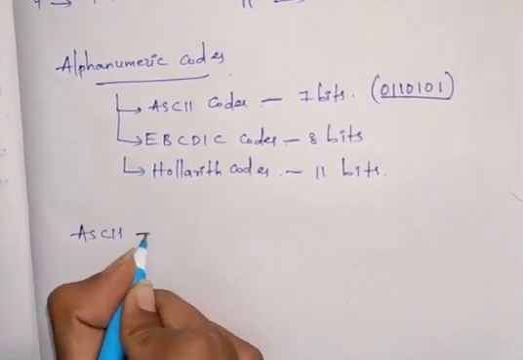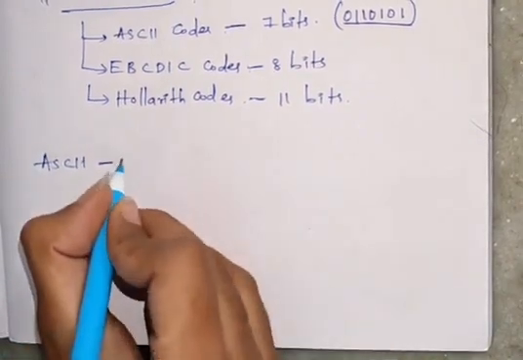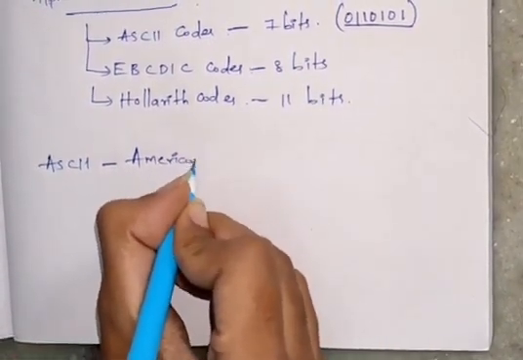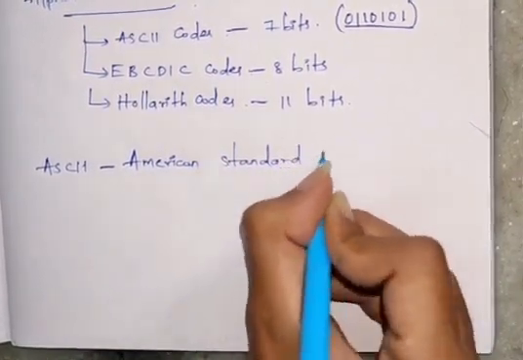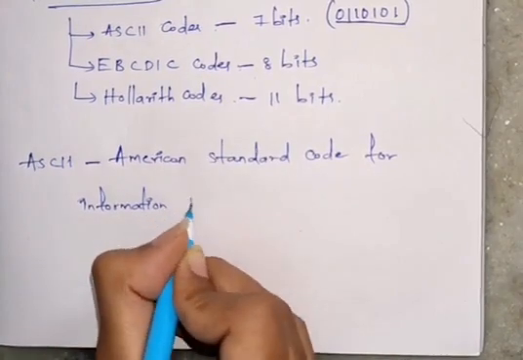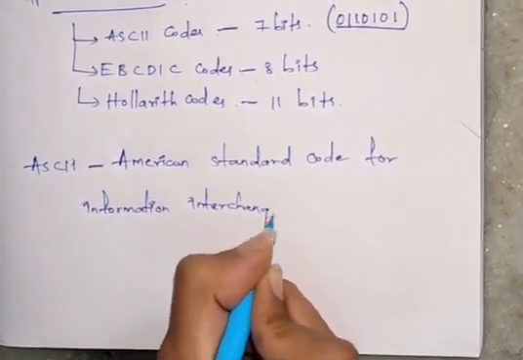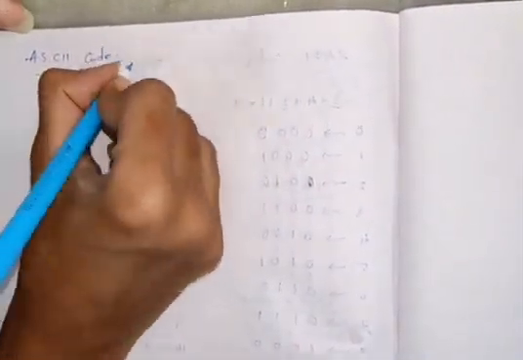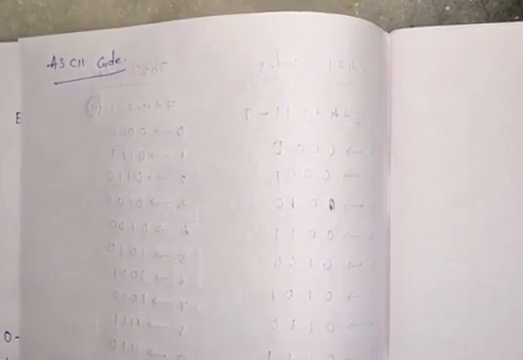ASCII stands for American Standard Code for Information Interchange. By using ASCII code, we can represent any kind of numbers, decimal numbers, symbols like punctuation marks, full stops, commas, brackets, and alphabets too. We can represent everything by using ASCII codes.